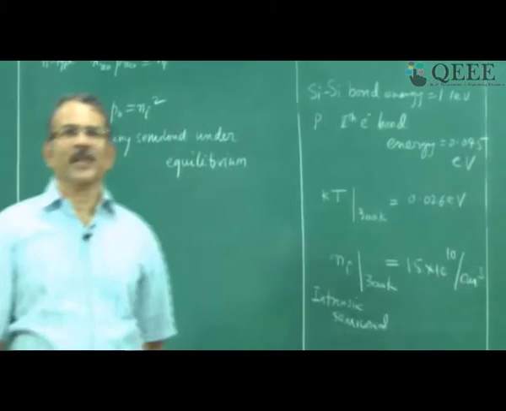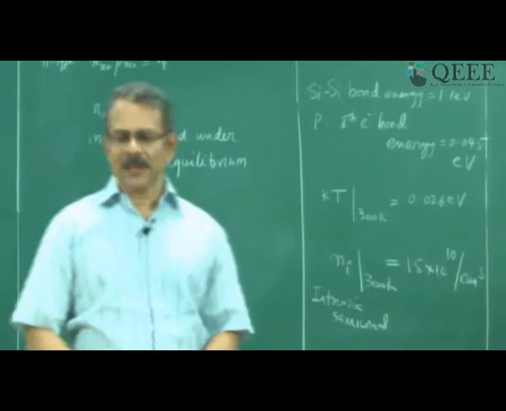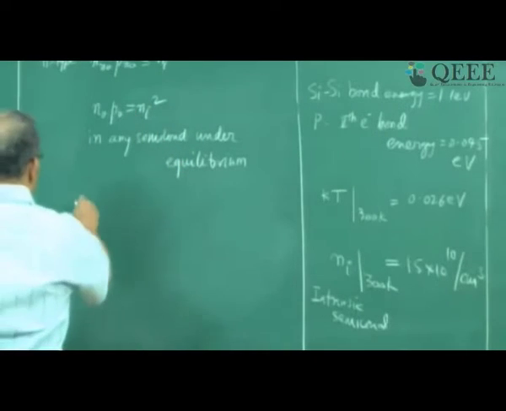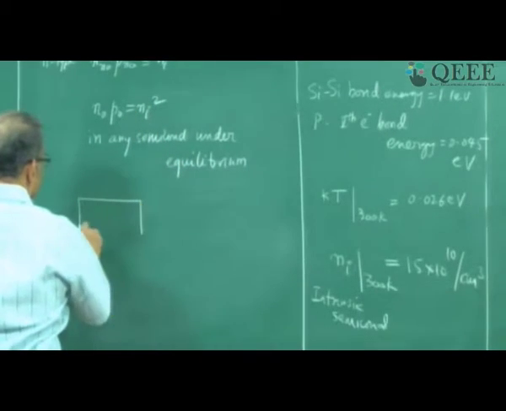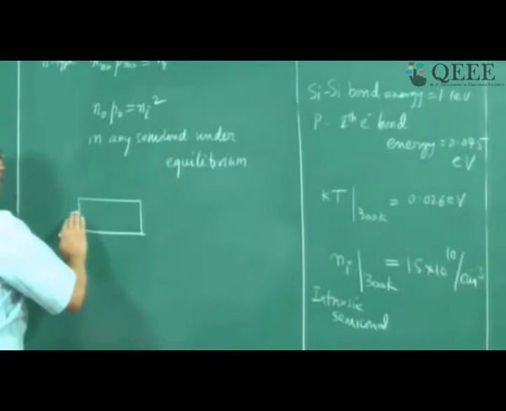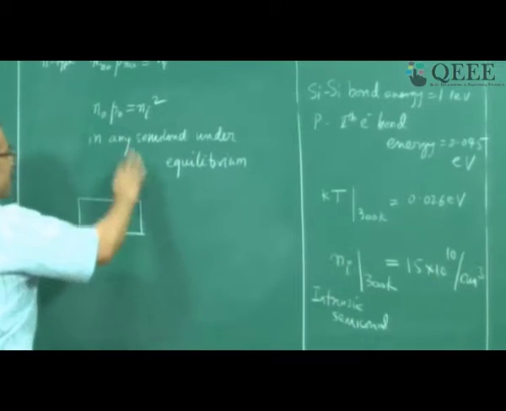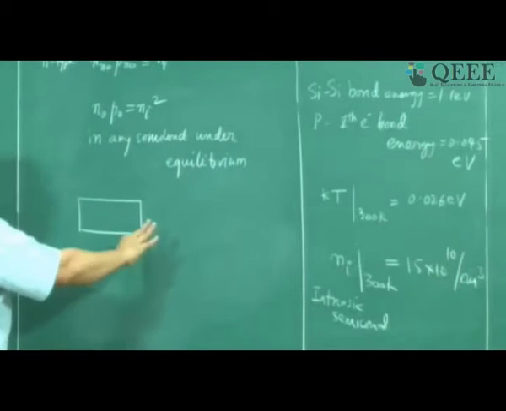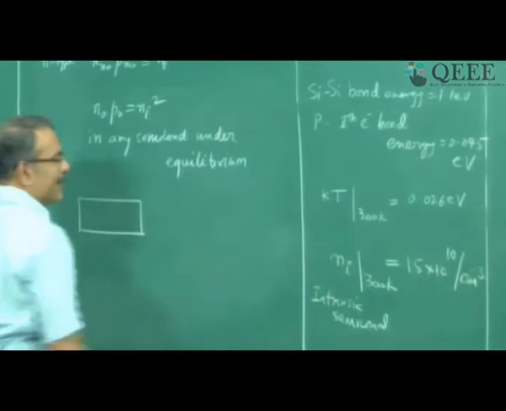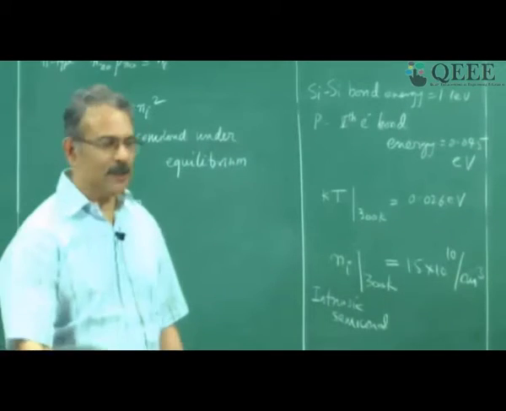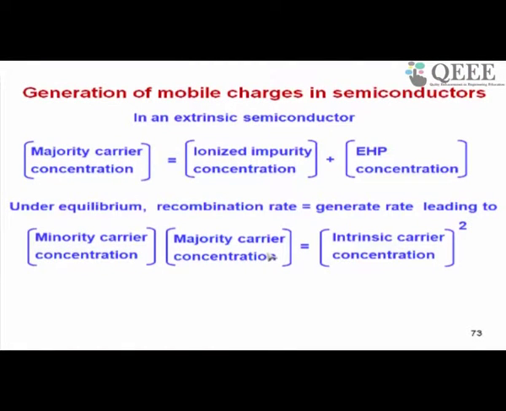I have already told you what is the meaning of equilibrium. Equilibrium means a silicon sample or a semiconductor sample to which no electric field is applied, no magnetic field is applied, no light is shining, it is completely isolated. Such a sample is said to be in equilibrium. So this is the formula. Now this comes from the fact that generation rate is equal to recombination rate.